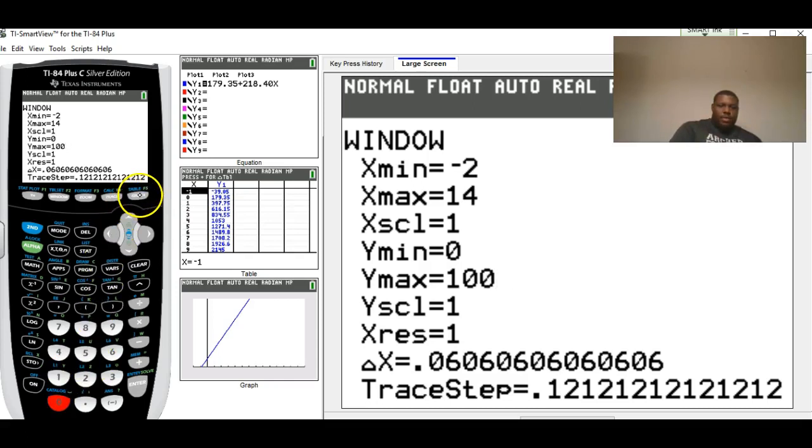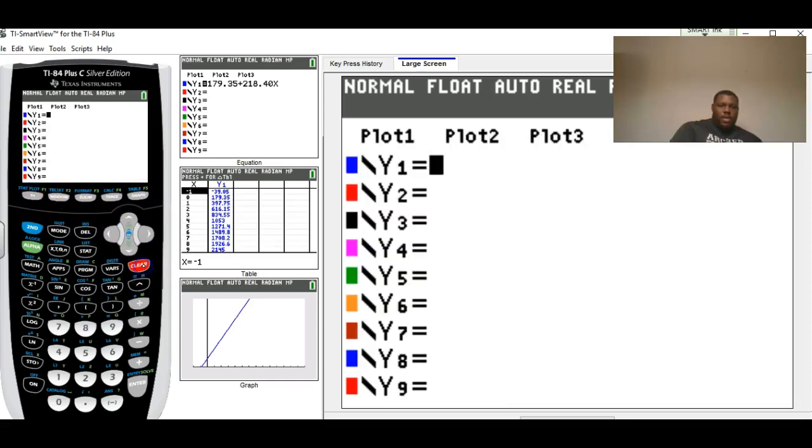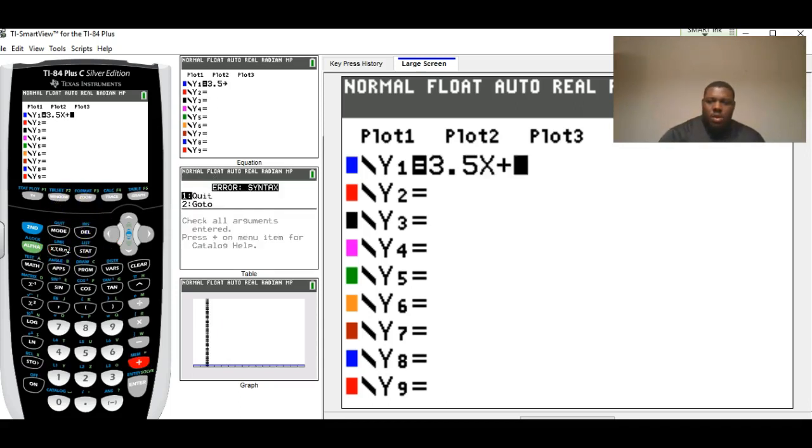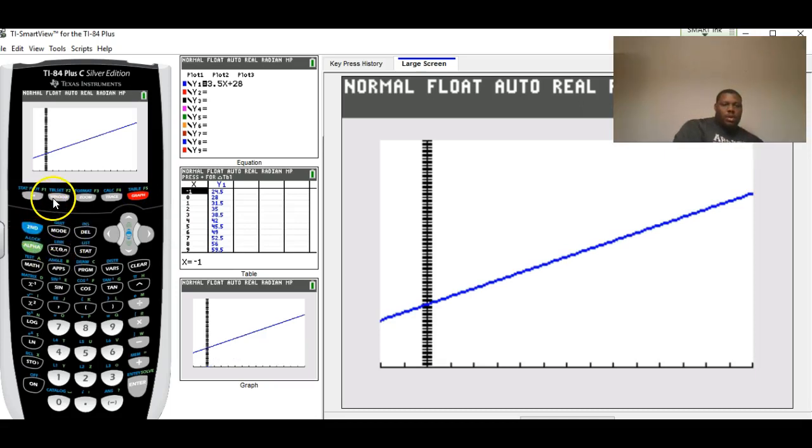So we look at our graph. Well, actually, we have to put the equation in. We said it was 3.5x plus, oops, hold on, gotta hit the X button, 28. So I hit enter, graph. There's our line right there.